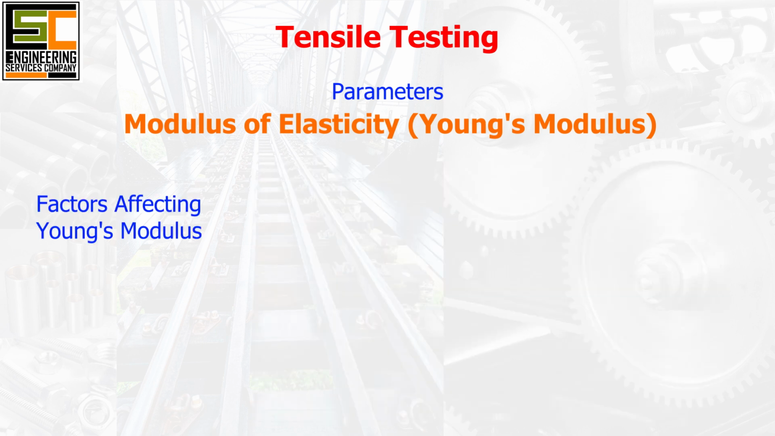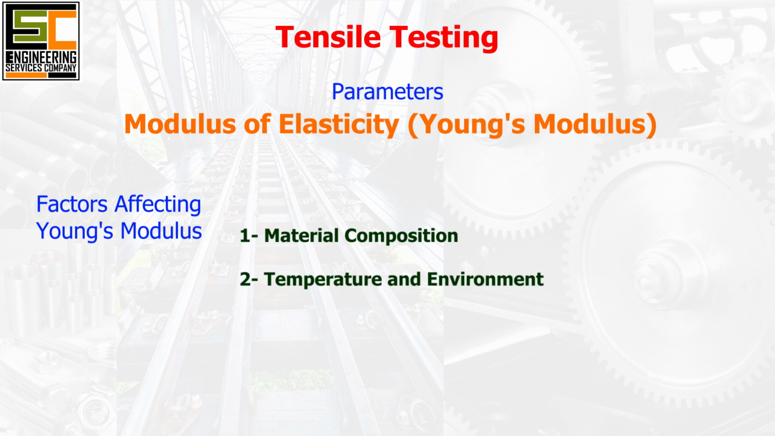Factors affecting Young's modulus. Material composition. The chemical composition, microstructure, and bonding characteristics significantly influence a material's Young's modulus. Temperature and environment. Environmental factors such as temperature, humidity, and exposure to corrosive substances can affect Young's modulus. Strain rate. The rate at which stress is applied during mechanical testing can impact the material's elastic behavior and Young's modulus.